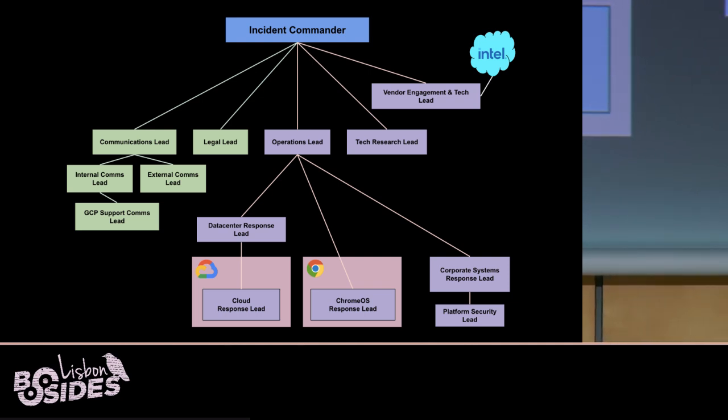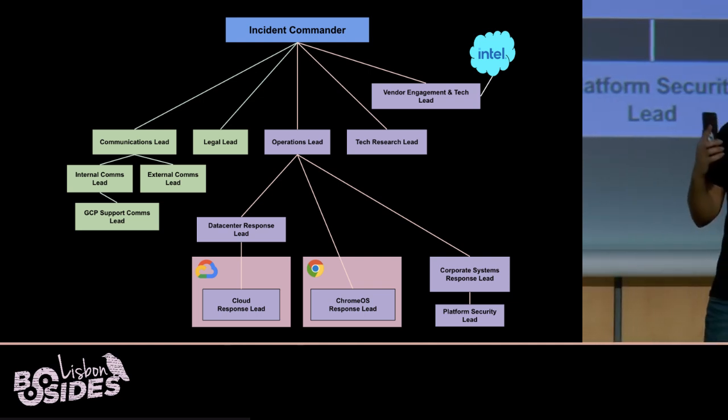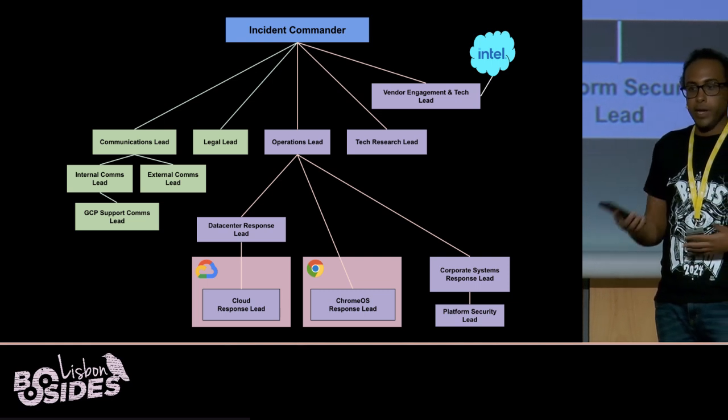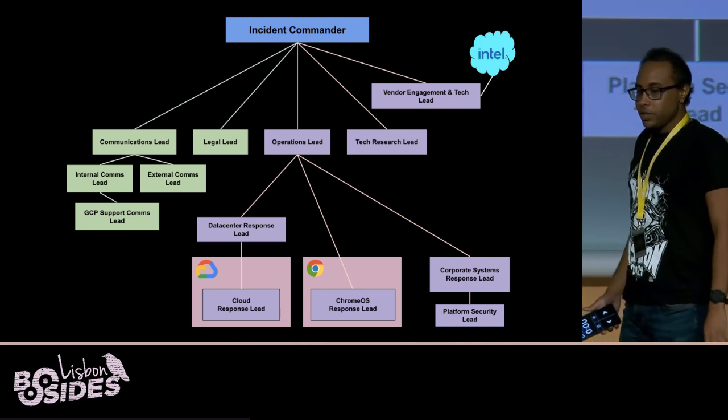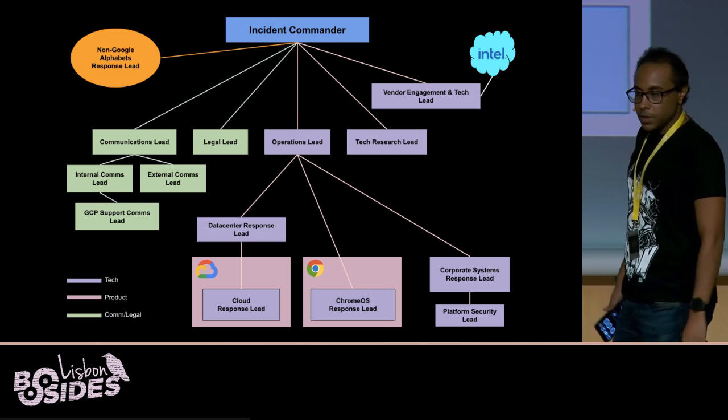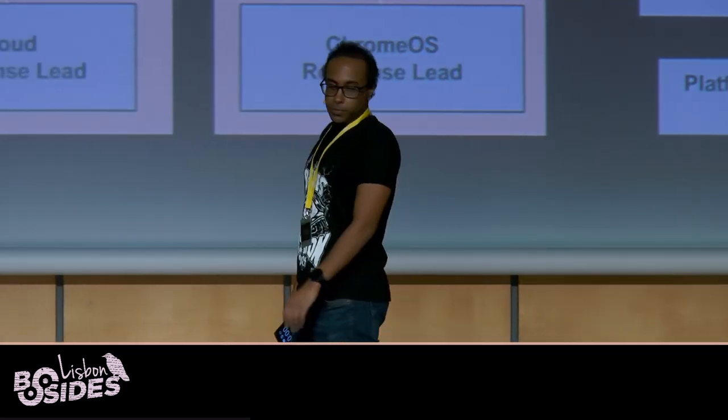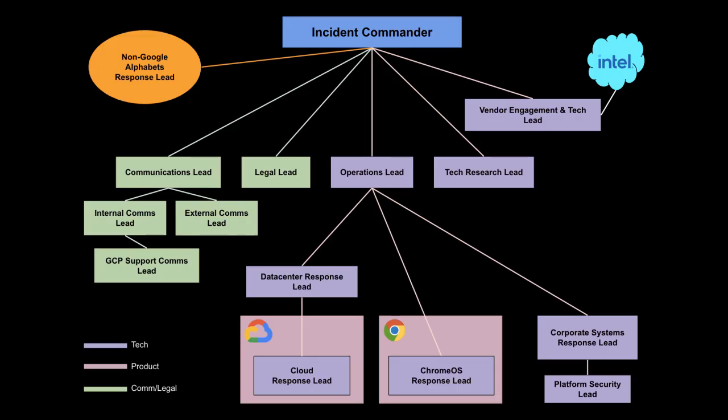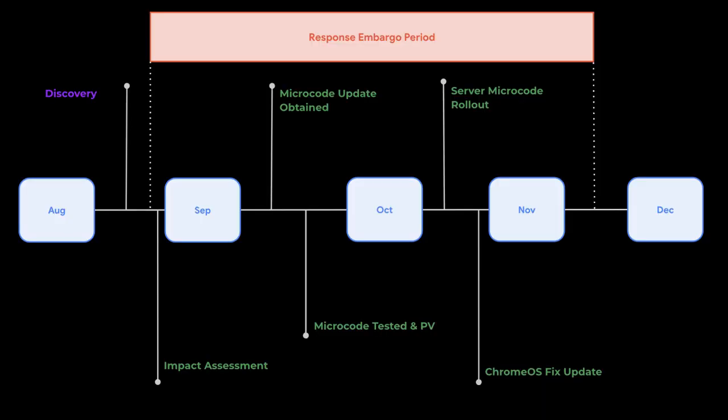And of course, there's the legal lead that actually takes care of things around legal approvals of how we're communicating things. So this is how the team looks like in general. And then this orange one is a little interesting. So this is alphabet companies that are not Google, because you also have to fix things there. We had a lead that was going to be leading mitigation in that side. So we got to this point, we've addressed everything, we had a team, and everything was successful.